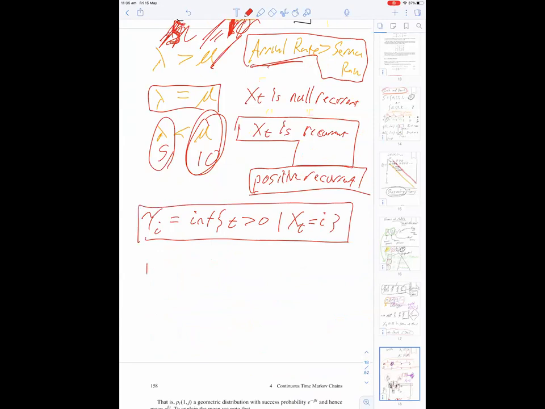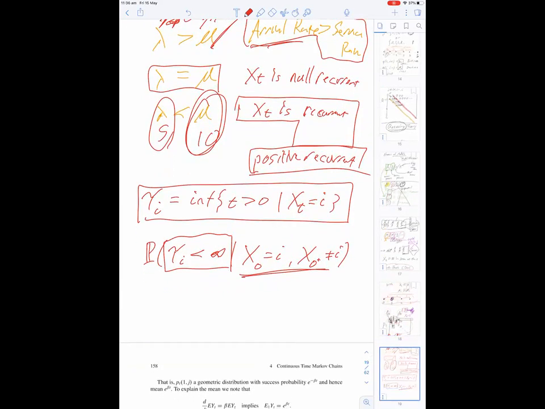You need to be careful about X of t equals i. So if the probability that tau i is finite, given that X zero equals i, and X zero plus, what I want to say is not i. That's a loose way to say it. So at time zero I've made a transition out of state i, and now I'm asking whether tau i is going to be finite. If this probability is one, that is what you call recurrent.